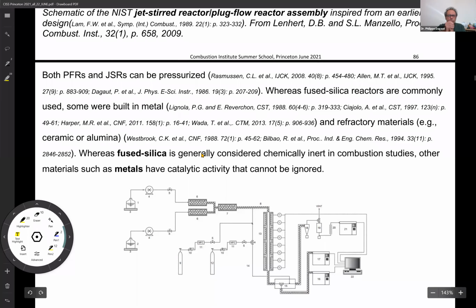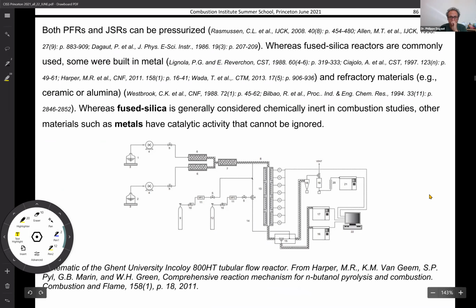Whereas fused silica is generally considered chemically inert in combustion studies, other materials such as metals have catalytic activity that cannot be ignored. We must be careful when we use the data coming from these different types of material. This is a schematic of the reactor used in Ghent in Belgium. The reactor is made of Inconel, Incoloy 800 HT, which is similar to Inconel, so it's a metallic reactor. There are different stages of heating here.